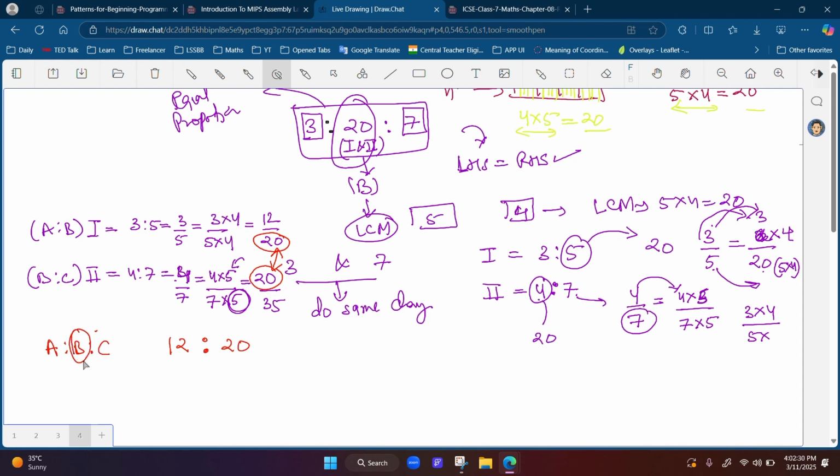Now imagine as if B has become 1. Earlier it was 2, two different numbers. Now we have made it 1 through LCM, and this is that B, and the third value is 35.